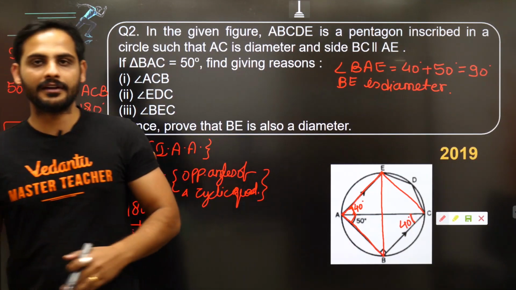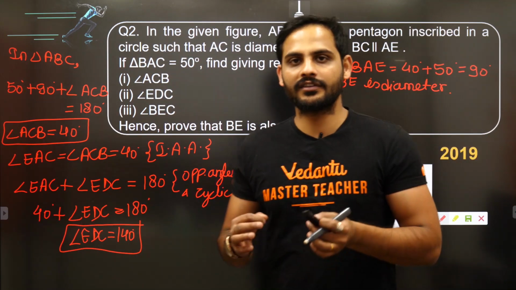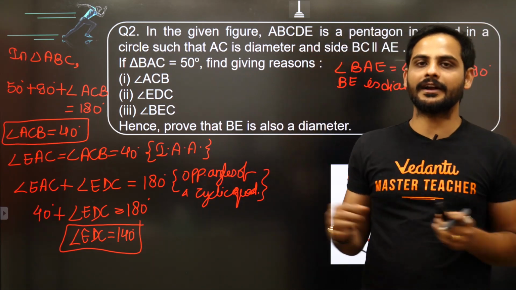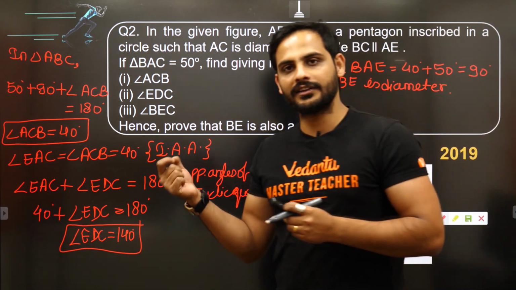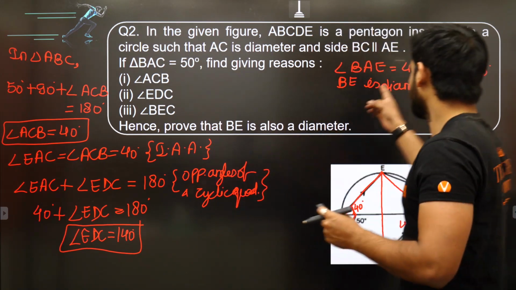Any chord will be a diameter. So if you have to prove a chord to be a diameter, the easiest way is just to see what angle it is subtending at the circumference. If that angle is 90 degrees, you can clearly say that chord will be a diameter. ठीक है बेटा. So that same thing I have used.